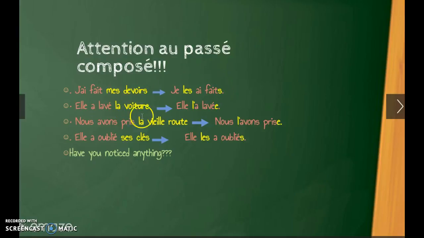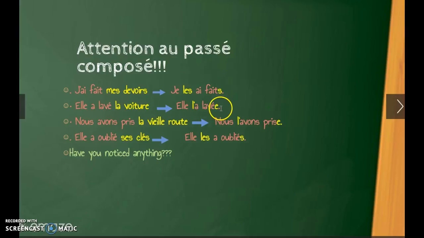The second example, elle a lavé la voiture. She washed the car. So I'm going to choose la, but since I have a vowel here again, I need to use an apostrophe. Elle l'a lavé. And lavé is the past participle that really needs to follow the noun that it is referring to. In this case, la voiture, which is a feminine noun, laver must take an extra E.